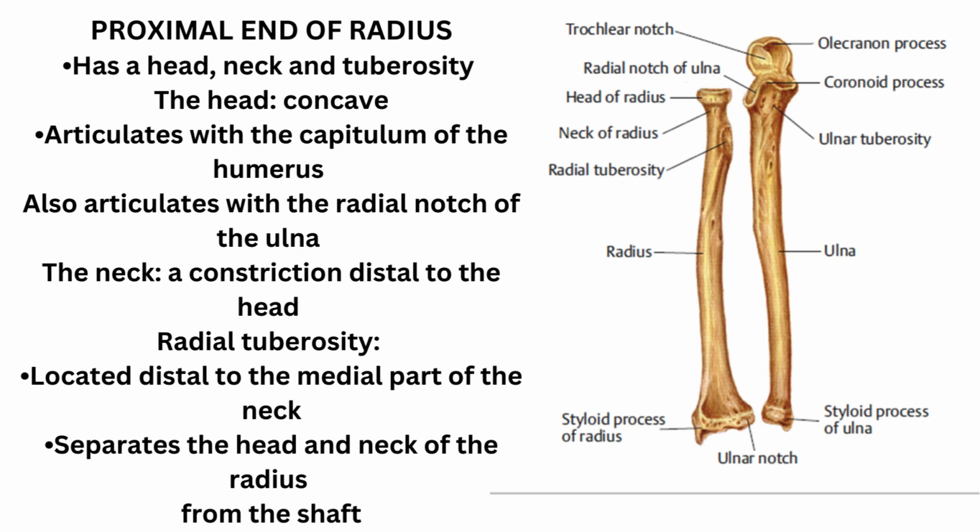The neck is the constriction distal to the head. The radial tuberosity is distal to the medial part of the neck and separates the head and neck of the radius from the shaft.